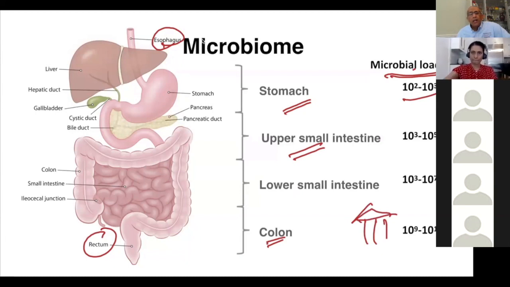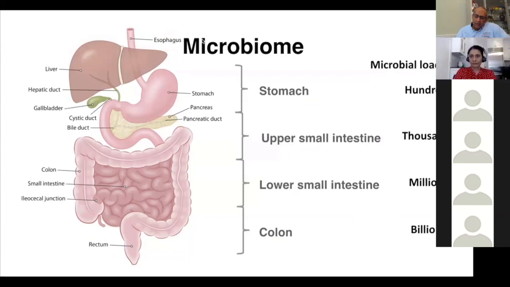So if you want to actually remember this easily, stomach has about hundreds of microbes. When you go to the small intestine, it goes to thousands. When you go into the lower small intestine, close to the colon, it goes into millions. And then when it goes into the colon, it becomes billions per ml. So a lot of microbes. So you can see how easy for a scope to get contaminated. So this is an important concept to keep in mind.